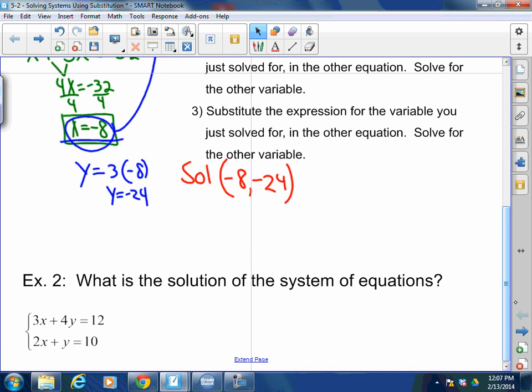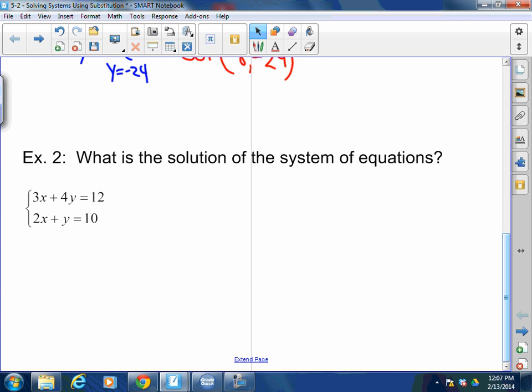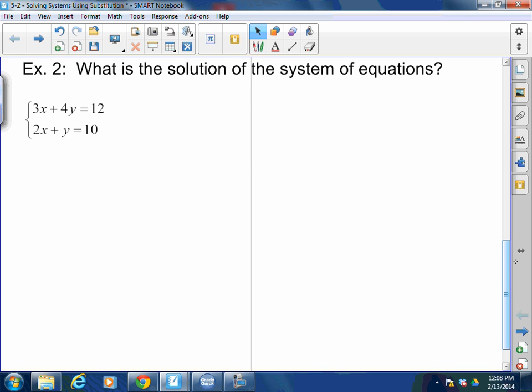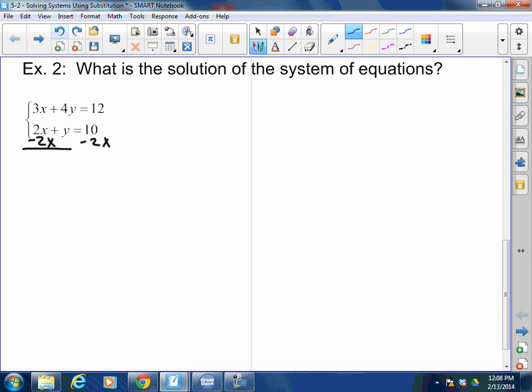Now this next one, I'm going to give you a warning. It's not going to always be pretty, beautiful, sweet numbers. Sometimes you're going to have ugly numbers, and in this one, it's going to be an ugly number. Now, first things first. Solve for the easiest variable you can find. What's the easiest variable to solve for here? The second y. Very good. So let's do it. Subtract 2x from both sides. Y equals negative 2x plus 10.